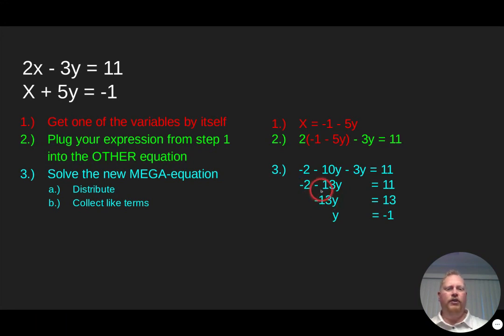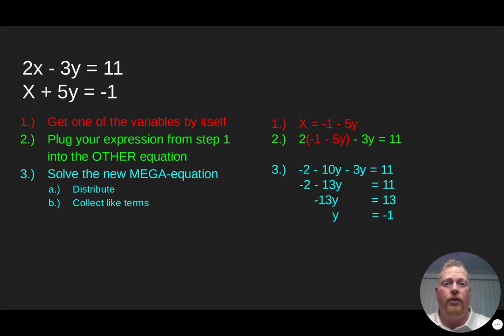And after I distribute and collect like terms, it looks like a very easy equation now. All I have is -2 minus 13y equals 11. So I add 2 to both sides and get -13y equals 13. Divide by -13 and I get y equals -1. So by the end of the third step, you should have figured out one of your variables.